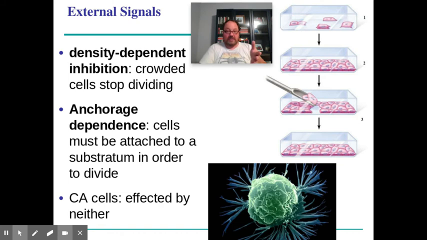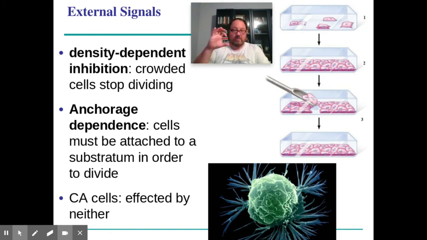Now, in the case of cancer cells, that's what the CA represents there. Cancer cells may not respond to either of those signals. So even if they get crowded or even if they break loose, they may still continue to divide. So that's part of the issue caused by cancer.